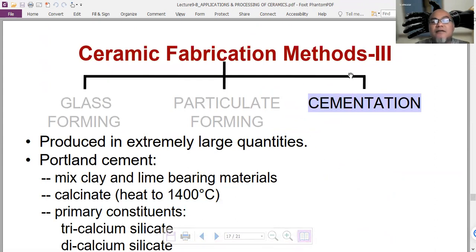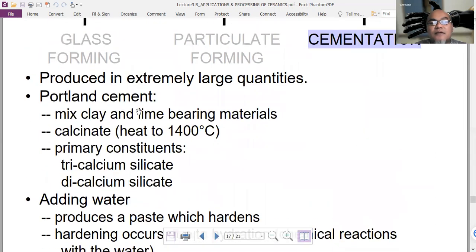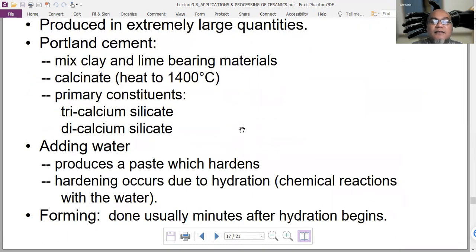Finally, the third type of ceramic fabrication method is called cementation. Produced in extremely large quantities, for example, in the type of Portland cement, the clay is mixed with lime-bearing materials and then calcinated, or heated, at 1400 degrees Celsius. And Portland cement here consists of tricalcium silicate and dicalcium silicate.